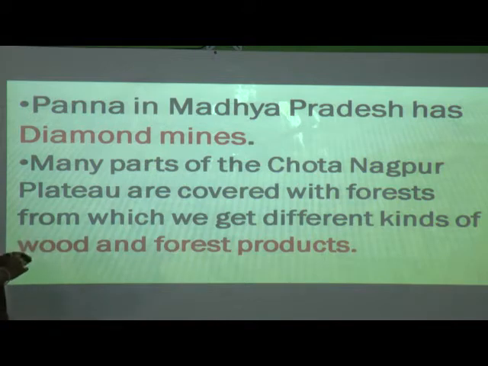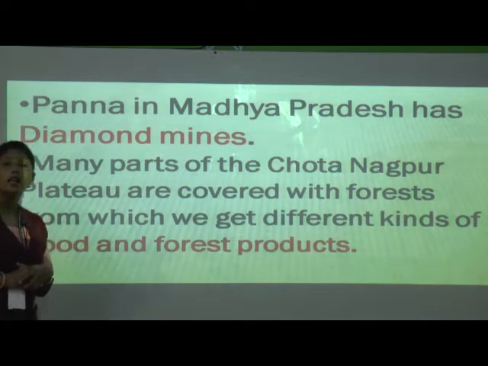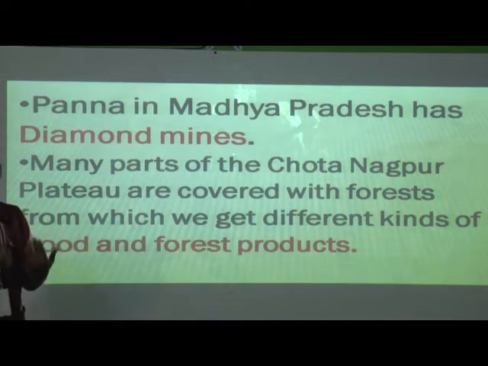Correct. Many parts of the Chotanagpur Plateau are covered with forest. This whole Chotanagpur Plateau is full of forest, from which we get different kinds of wood and forest products. It is covered with forest, which means we get many forest products. Correct. Wood and what else?